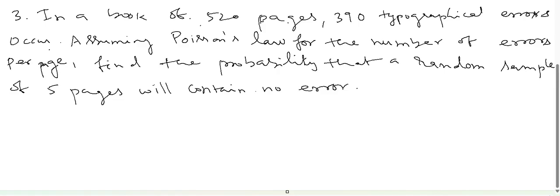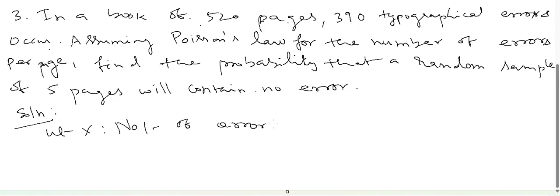Then we can get 5 pages will contain no error by means of a formula. You know that the probability of n times success is P power n. Simple formula, we can use it. Okay, now we can start its solution. Let capital X be a random variable which is nothing but the number of errors per page. P is the probability of an error in a page.